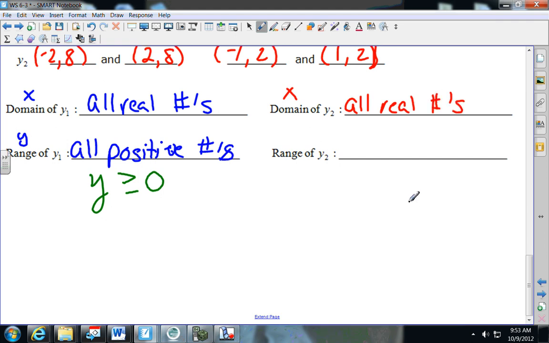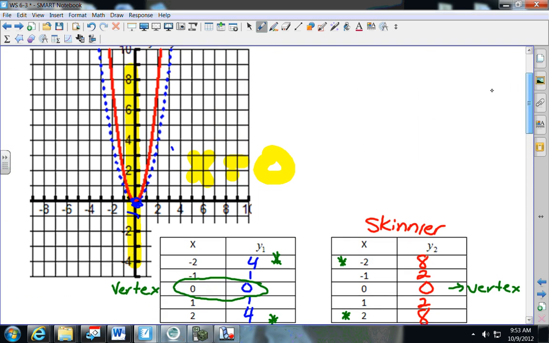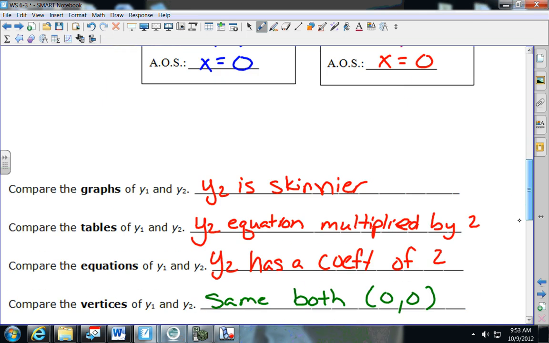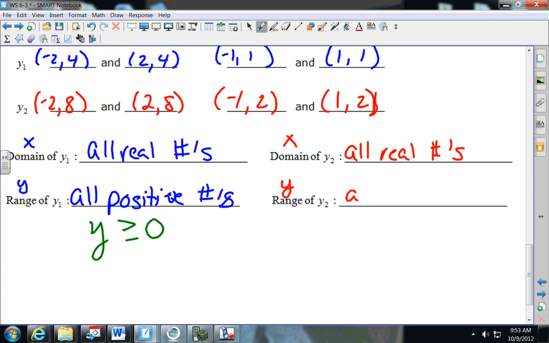What about the range? What about the y? When I look at my graph on my y, what's the smallest number it is? 0. And it goes up or down? Up. So it's going to be all what? All positive numbers. But I promise you it's going to be written y is greater than or equal to 0.